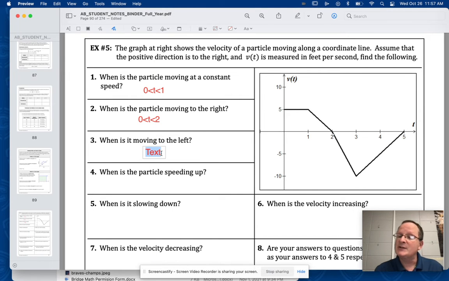Next, when is it moving to the left? Well, to the left will be any place where the velocity is negative, and so that'll be from 2 to 5.